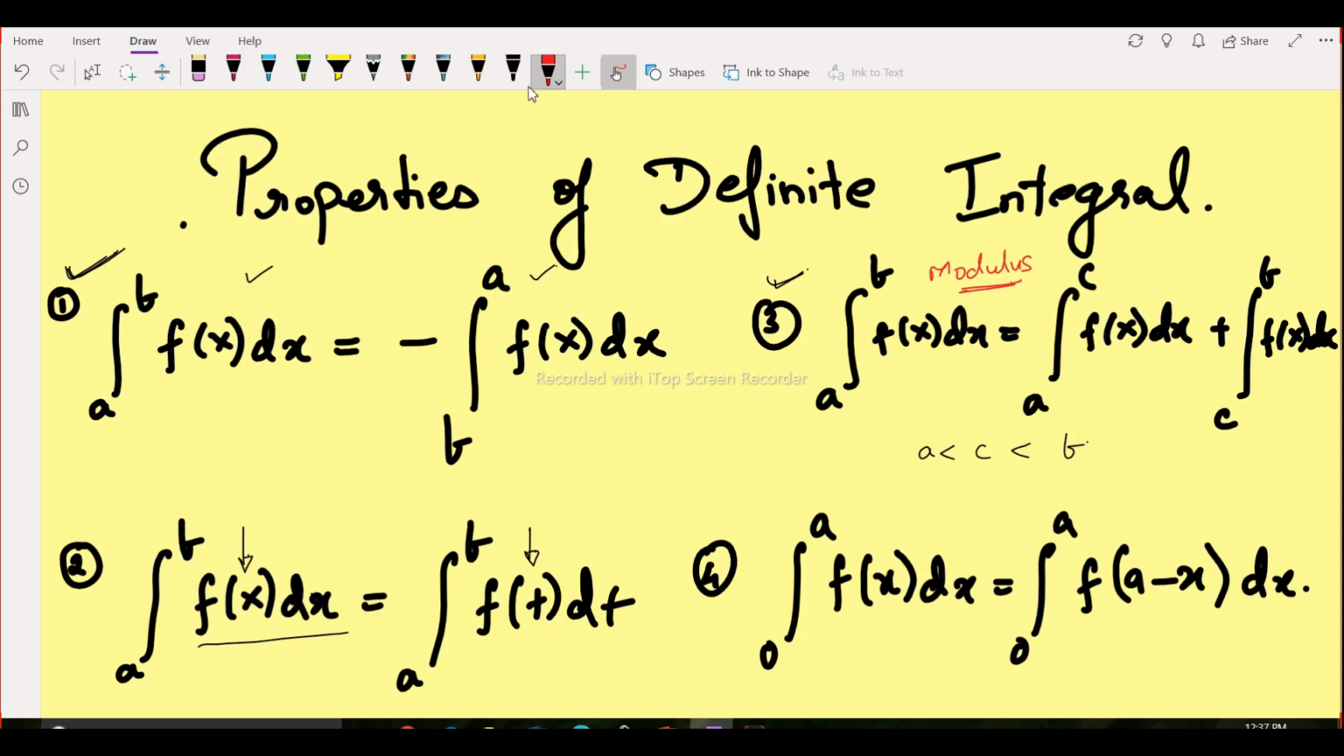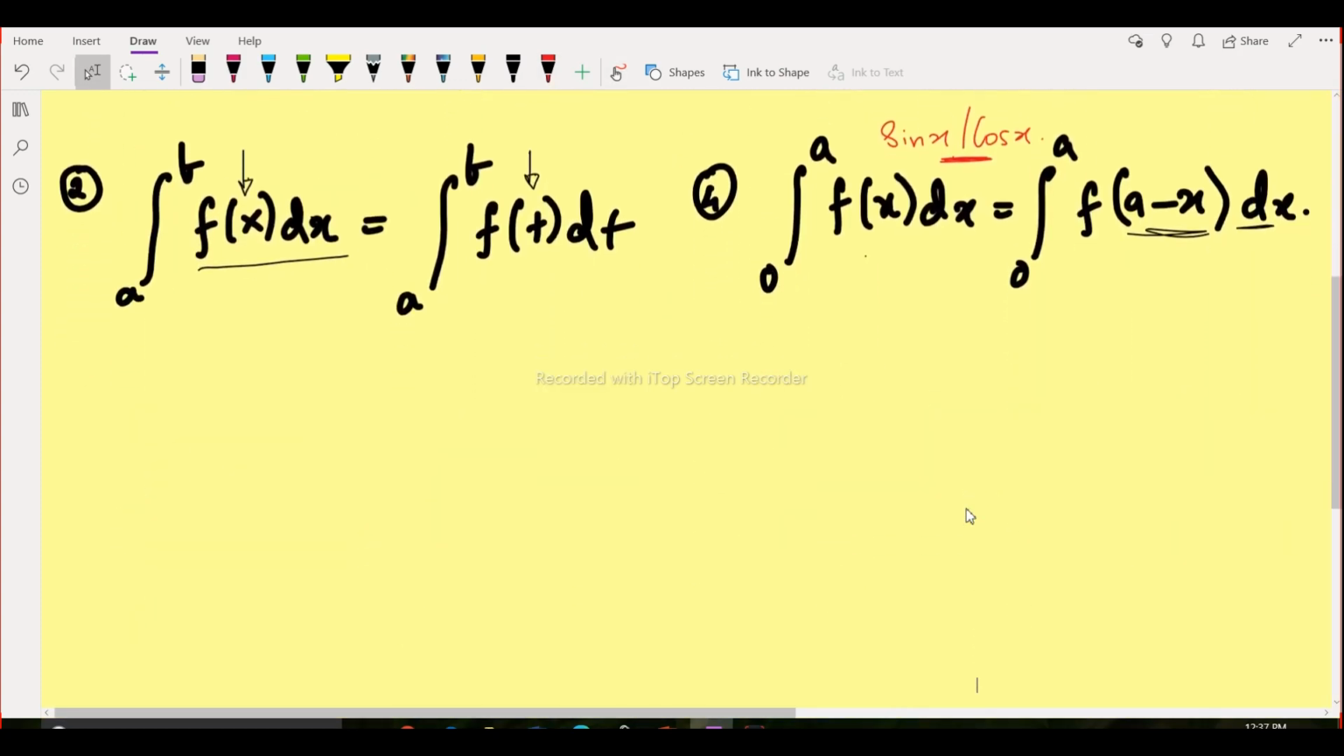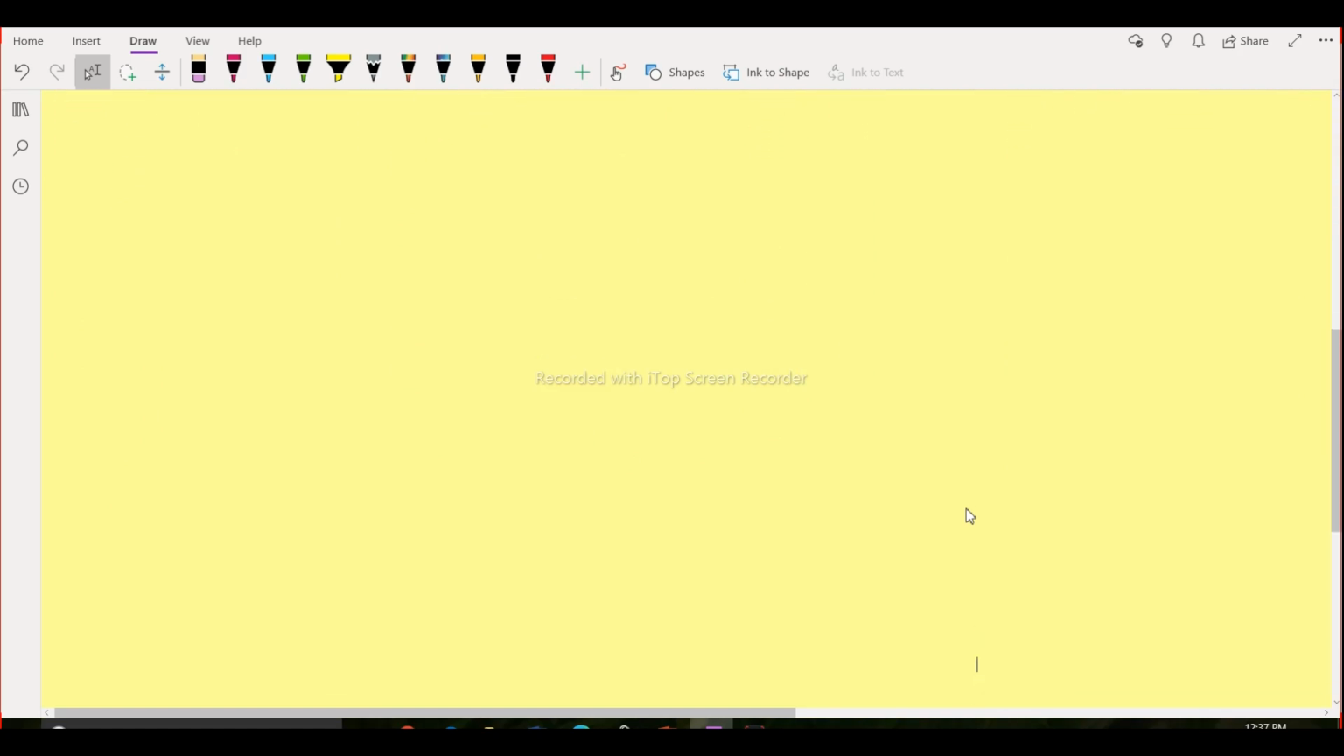And the fourth one you have is a to b f(x) dx is equal to 0 to a f(a minus x) dx. So the answer will be the same in both the cases. This is more widely used when you have functions like sine, cos, sec, cosec, tan, cot, functions which can form complementary formulas, like sine of 90 minus theta is cos theta. Something like that.